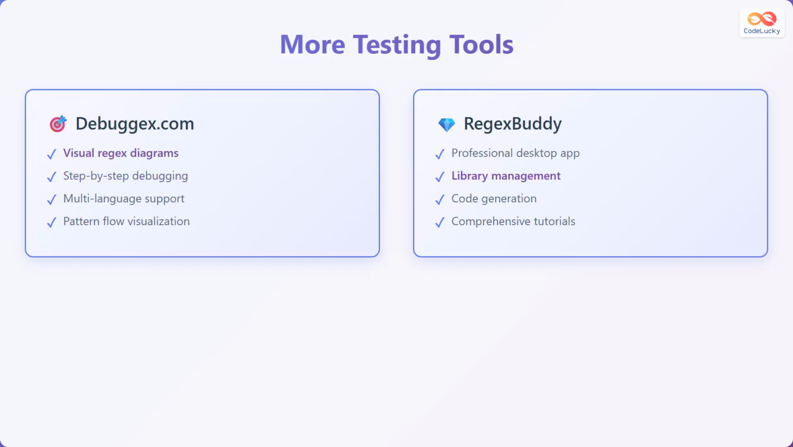Here are some more testing tools for regular expressions. First, Regex.com. Its features include visual regular expression diagrams, step-by-step debugging, multi-language support, and pattern flow visualization. Second, RegExBuddy. Its features include a professional desktop app, library management, code generation, and comprehensive tutorials.